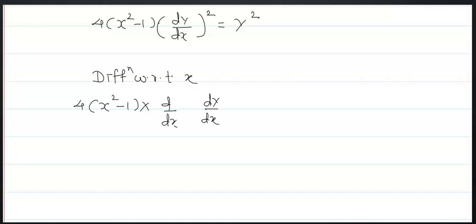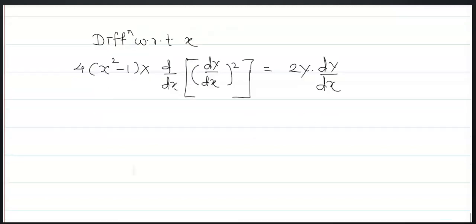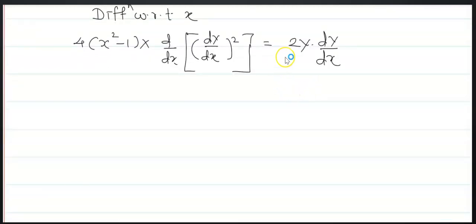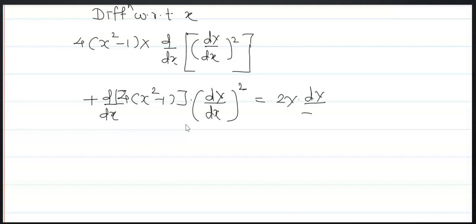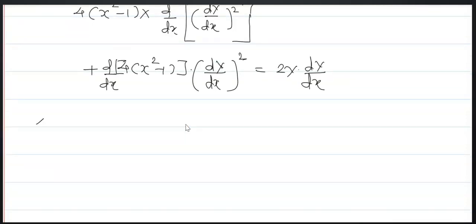That is 4(x² − 1) into d/dx of (dy/dx)², plus the derivative of this, y² is 2y dy/dx. It's on that side, but before that we will write the derivative of 4(x² − 1) completely into (dy/dx)², that is equal to 2y dy/dx. Now overall you will again cancel the 2 times dy/dx.